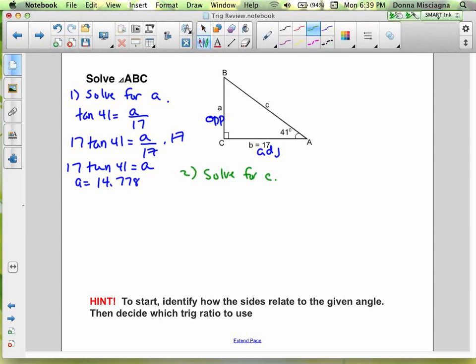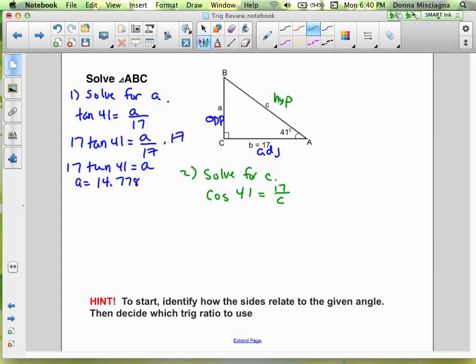C is, of course, opposite the right angle. It's the hypotenuse. Now we won't use A, because I rounded. I remember I said let's round to 3 decimal places. We'll use B, because B is a side we know. We know the adjacent. We're looking for the hypotenuse. Who uses adjacent and hypotenuse? Well, of course, that's cosine. So we have cosine 41. We always write the trig ratio, then the angle, and then equals our ratio. So the ratio is the adjacent side, which is 17, over the hypotenuse, which is C.